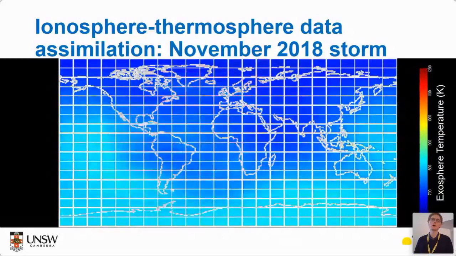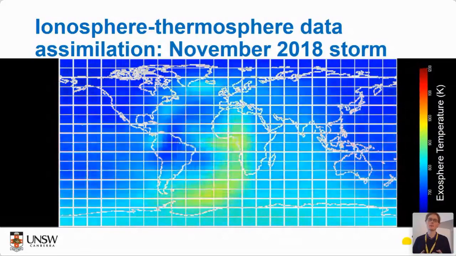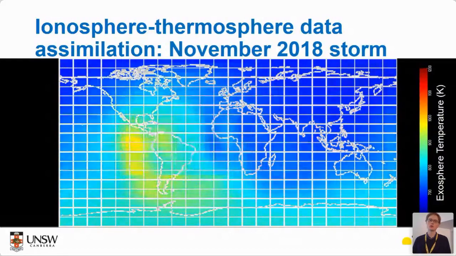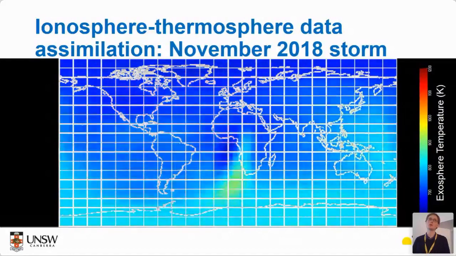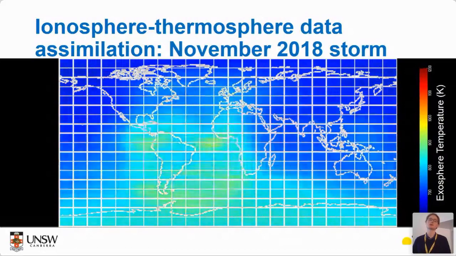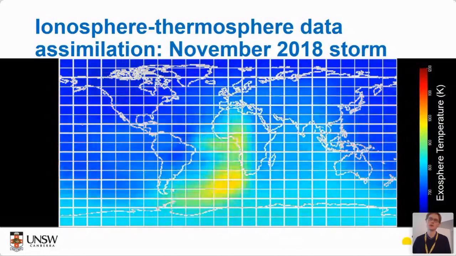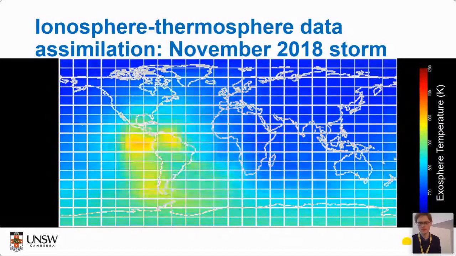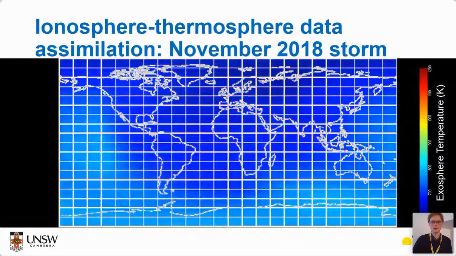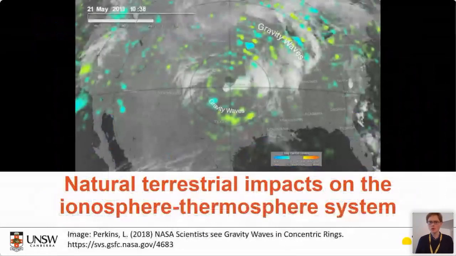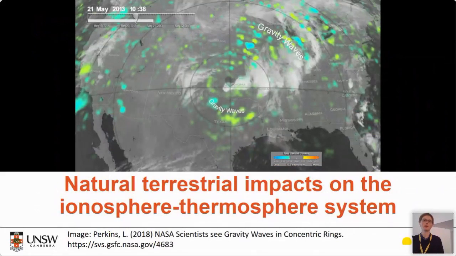In future work, I would like to consider changing not just the model states, but the model inputs based on data assimilation, so changing the indices that are being fed into the TIGCM simulations. So although the sun is the dominant driver of space weather, there are also effects on the ionosphere-thermosphere system originating from lower in the atmosphere.